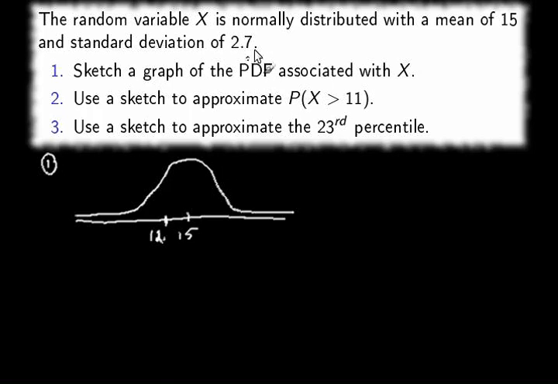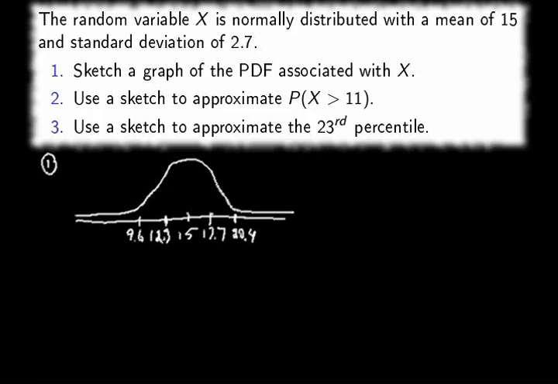Below, the standard deviation is 2.7, so 15 minus 2.7, and then on the other side, one standard deviation above, 17.7, and we're interested in 11 later on. So if we go 2 standard deviations, we subtract another 2.7. This is 9.6. And then on the other side, another 2.7 above 17.7 is 20.4. So that's our sketch.